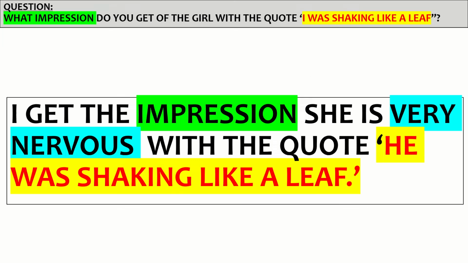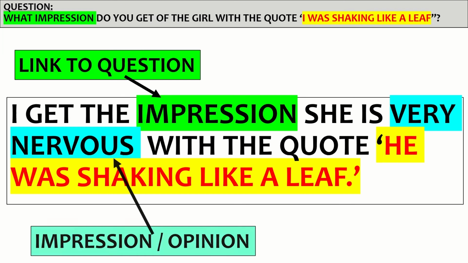So the way to structure your answer, you need three parts really. You need the question, you need the impression, and you need the quote. So I've put, "I get the impression she's very nervous" with the quote, "He was shaking like a leaf." As it's a simple quote, I don't need to explain any further. If it was a more complex one, I'd go into a bit more detail, but not a lot of detail.